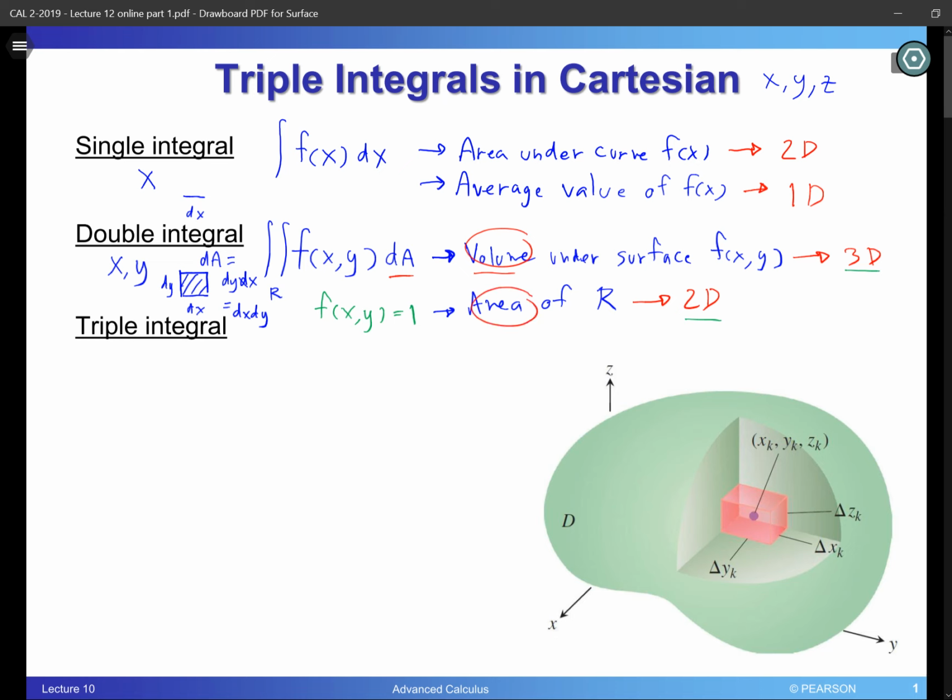Okay, now you see the trend that is moving from single to double, and we are going to follow this trend to the triple integral. In triple integrals, just like you expected, we are going to integrate this 3 times.